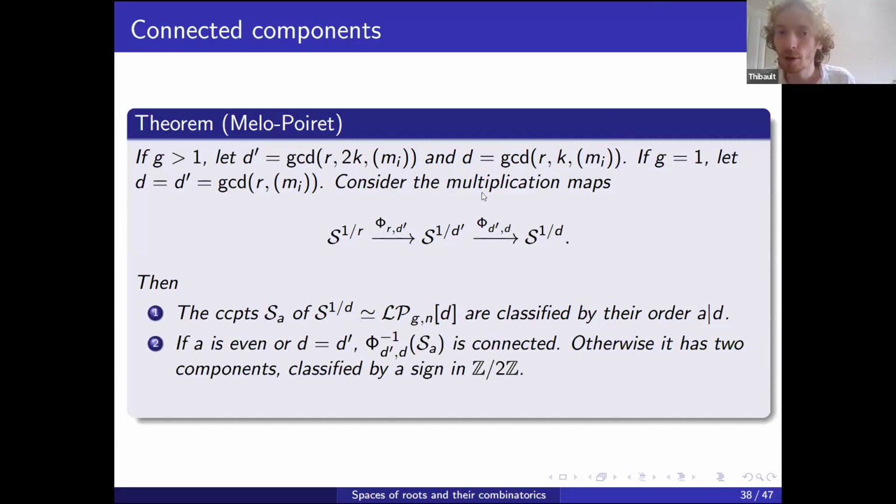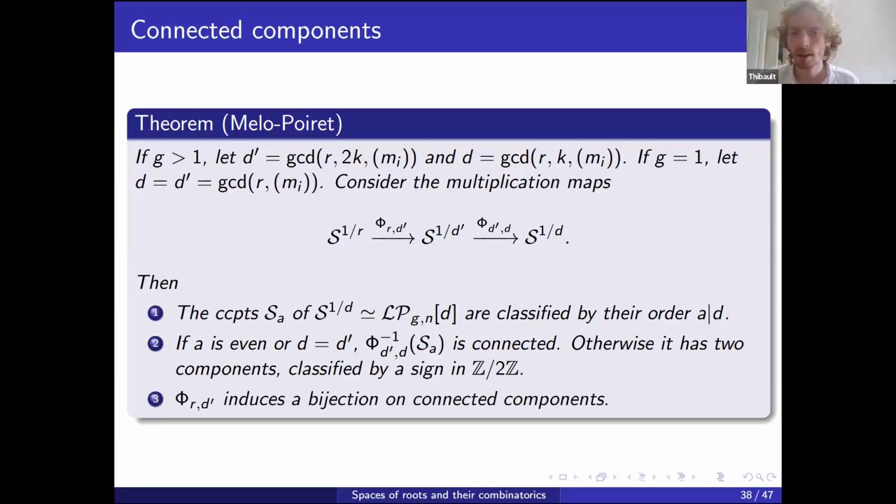Then when I pull back along the rightmost map, if D equals D prime, of course, nothing happens. And otherwise, you're going to split your component if and only if it has odd order. So even order stays connected, odd order becomes disconnected, and when you split, you split into two. And finally, when I pull back along the leftmost map, this does nothing to connected components. So put all these three points together and you've completely described the components of the space of roots.